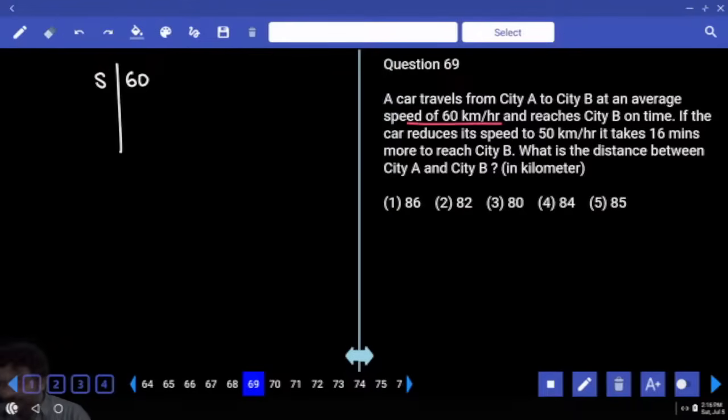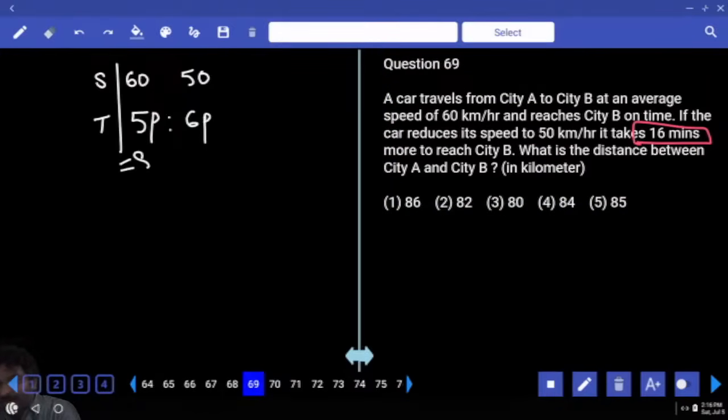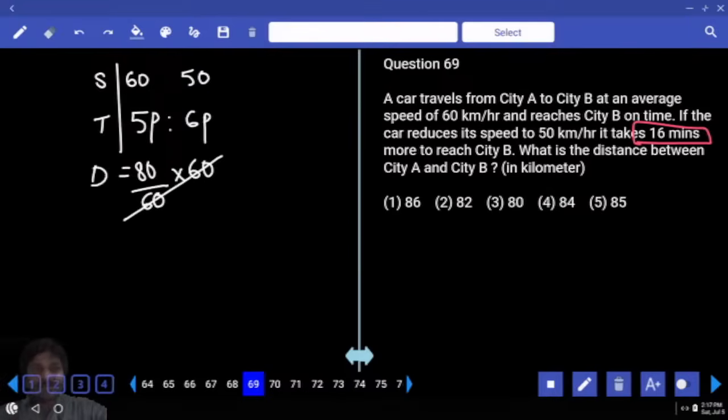Initial speed 60. Later speed 50. Speeds ratio. Then time ratio. Time increased by how many parts? Time increased by how many minutes? One part is 16 minutes. Then 5 parts is going to be 80 minutes, correct? But what is your exact question about? Distance in the sense speed into time only. Time 80 is in minutes, convert into hours, multiplied by speed 60. Gets cancelled. Distance is 80.